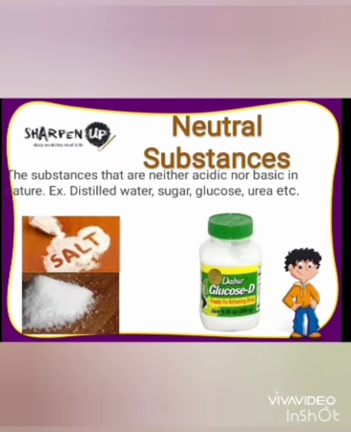Now, next one we have is the neutral substances. The substances that are neither acidic nor basic in nature are known as neutral substances. Examples: distilled water, sugar, glucose, urea. As you can see in this picture, these all are neutral substances.